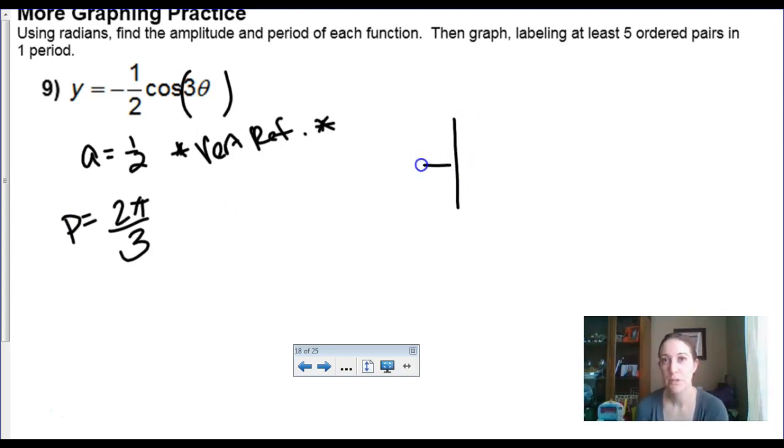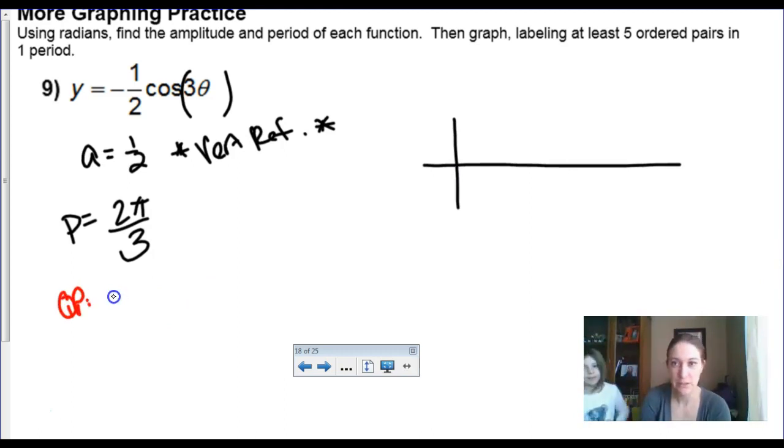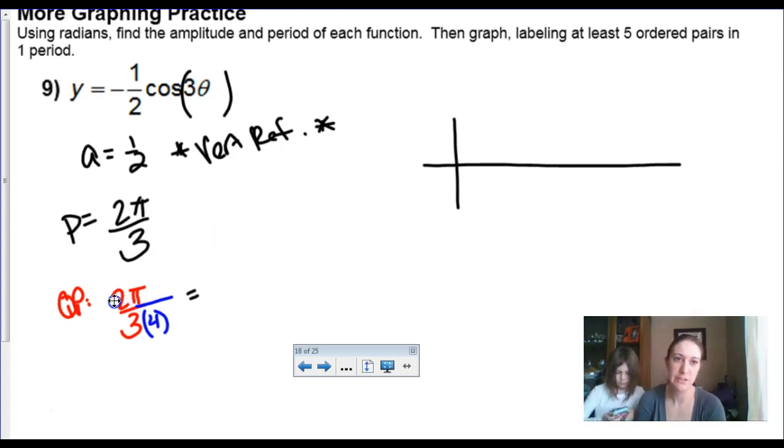So I'm going to have to figure out the quarter point. If I take the period 2 pi over 3 and I divide it by 4, dividing a fraction by 4 is the same thing as multiplying the denominator by 4. So if I think about 2 pi over 12 and I reduce the 2 and the 12, I'm going to get pi over 6 is what I'm counting by.